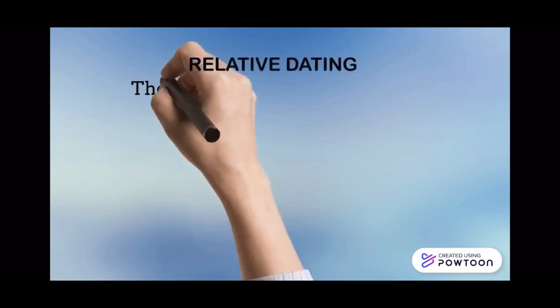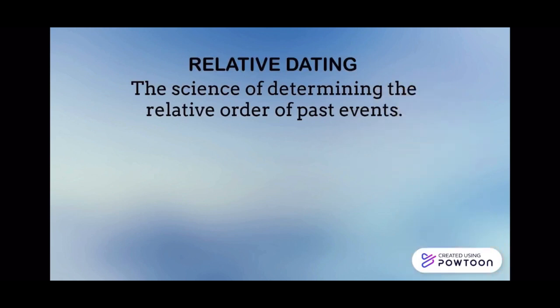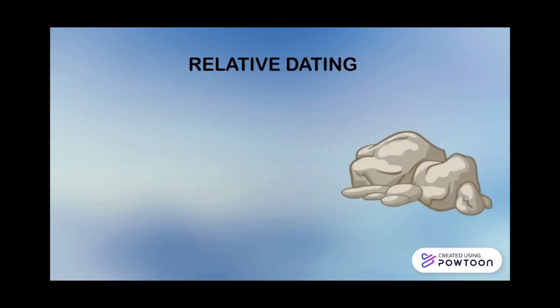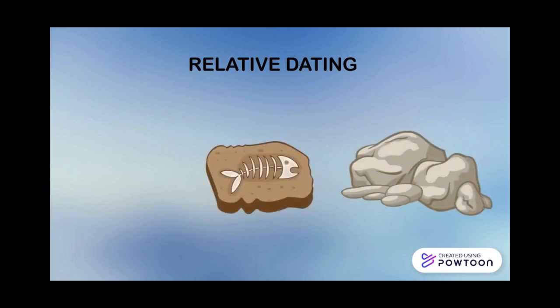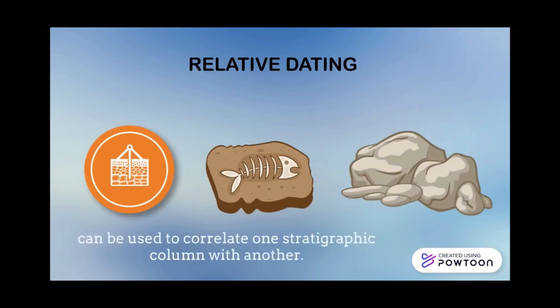Using this method to determine relative age, which is the science of determining the relative order of past events without necessarily determining their absolute age. In geology, rock or superficial deposits, fossils and lithologies can be used to correlate on a stratigraphic column with an event.